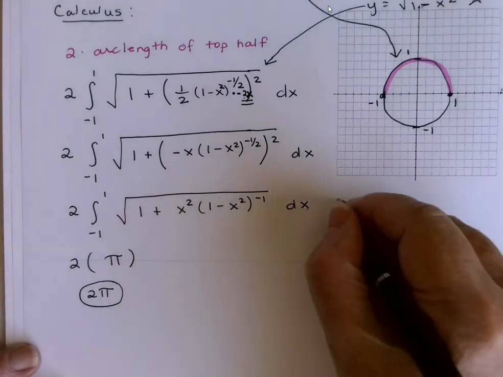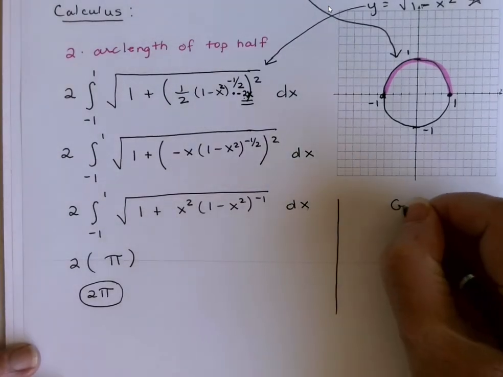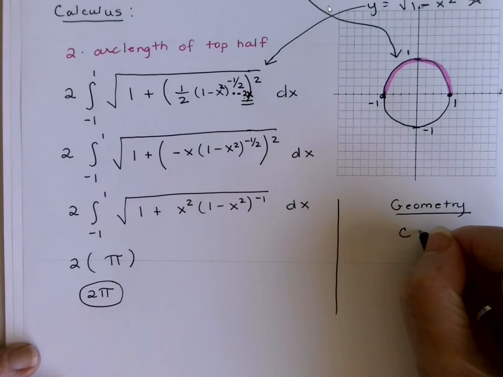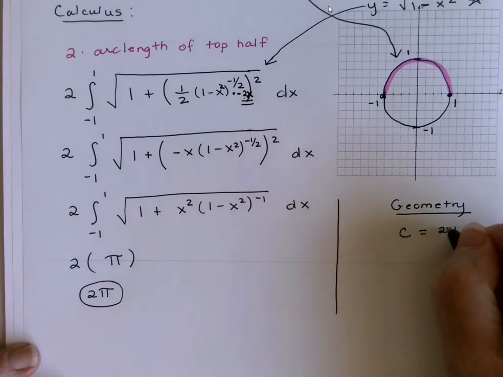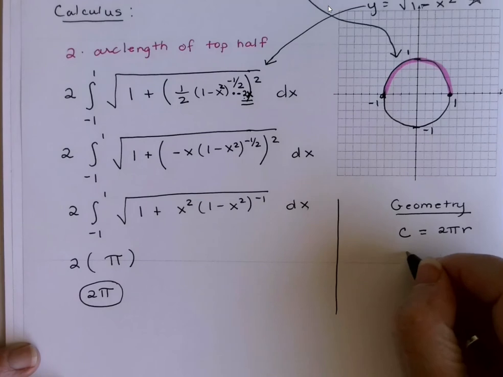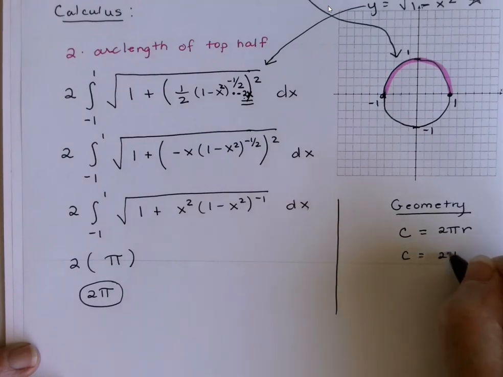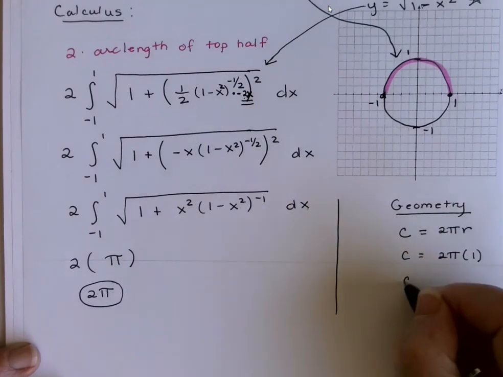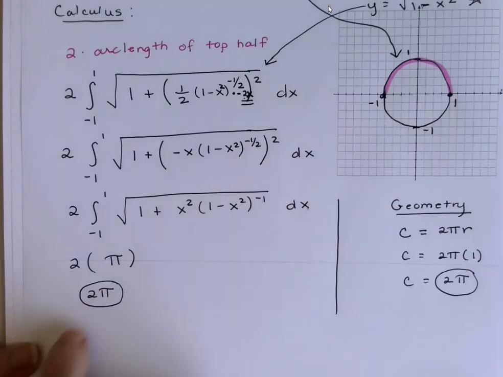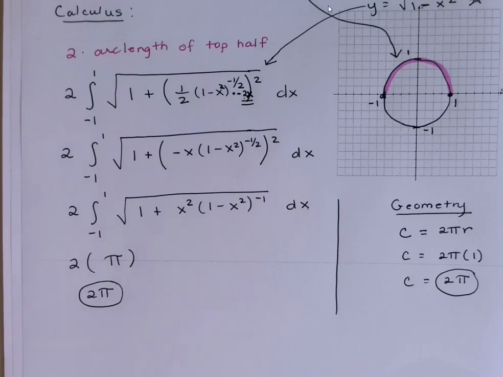All right, let's check with geometry. The circumference of a circle is 2 pi times the radius, just a basic geometry formula. And so in this case, since our radius is 1, that makes it really easy. The circumference should indeed be 2 pi. And of course, that's exactly what I got, although it's a whole lot easier using geometry when we have something as simple as a circle.